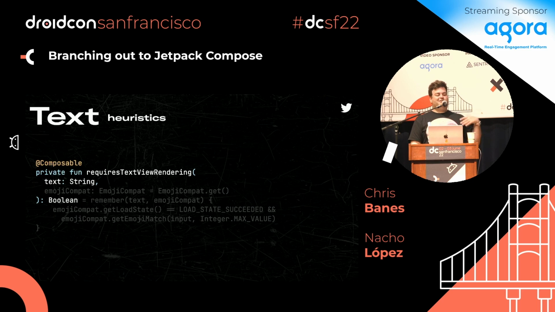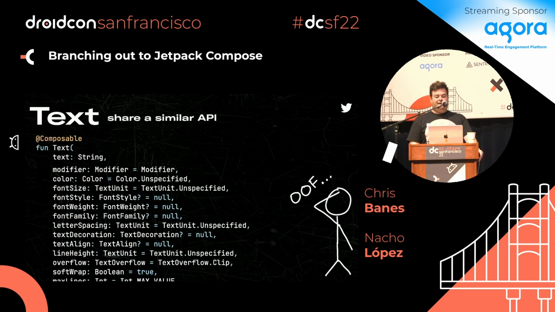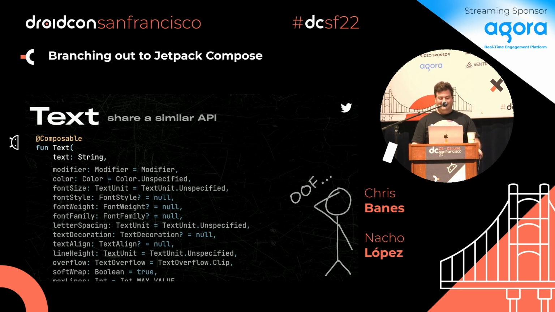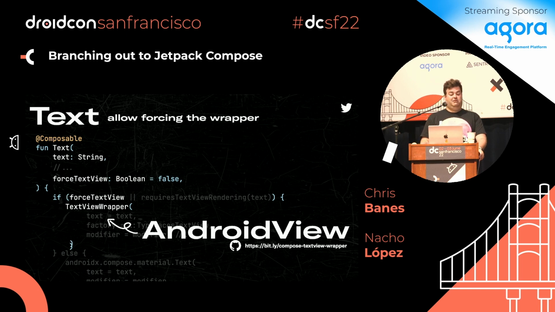About those heuristics, we want to decide automatically if we want the wrapper or not. So we have a method that returns a Boolean. What it basically does is look at the string and detect if there is an emoji there. If there's not, we're going to show you the composable. The API is similar so that when Google releases support for custom emoji, we can reevaluate and swap it, and everybody uses a composable now, and we're good to go. Also, we allow people to force using the wrapper if they want. We added a forced text view Boolean there.